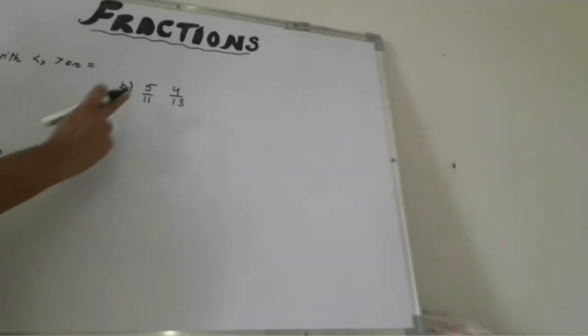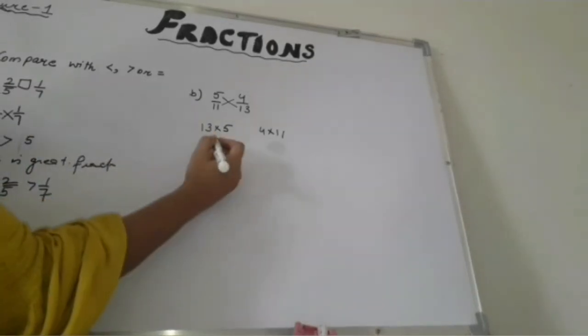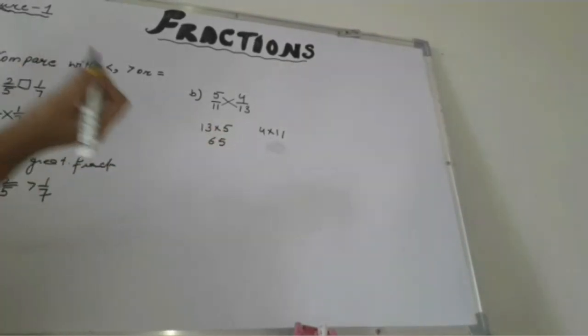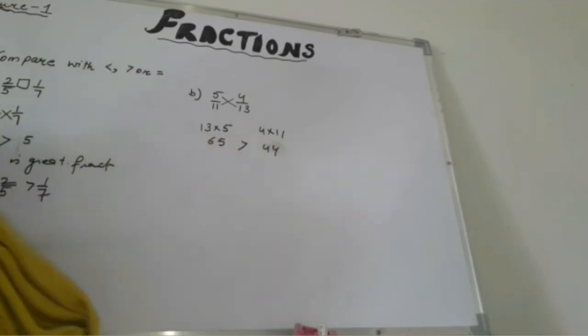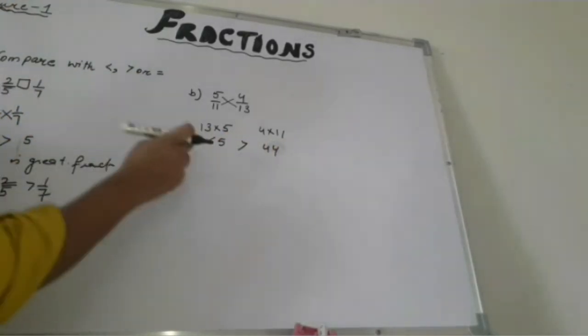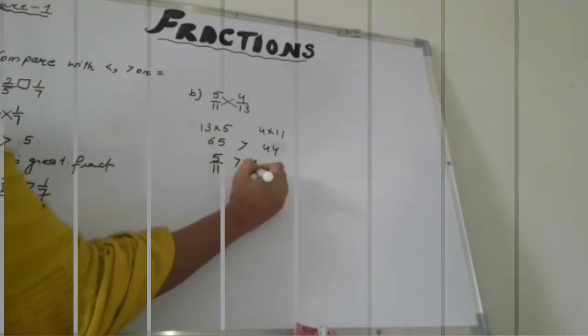Similarly, if you are having 5 by 11 and 4 by 13, what you will do? You will just simply, what you will get? 13 5s are 65 and 4 multiplied by 11 is 44. Again, which is greater? 65 is greater than 44. So 5 by 11 is greater than 4 by 13.